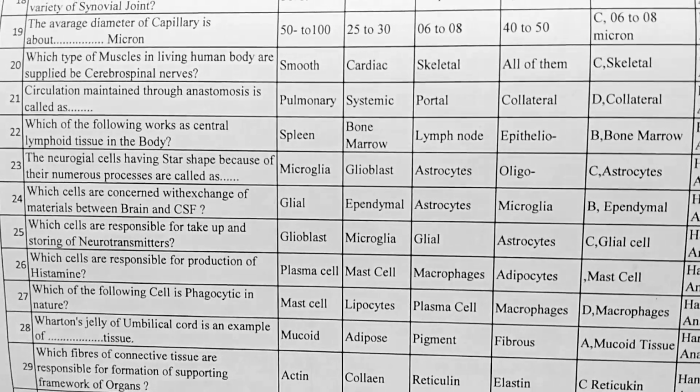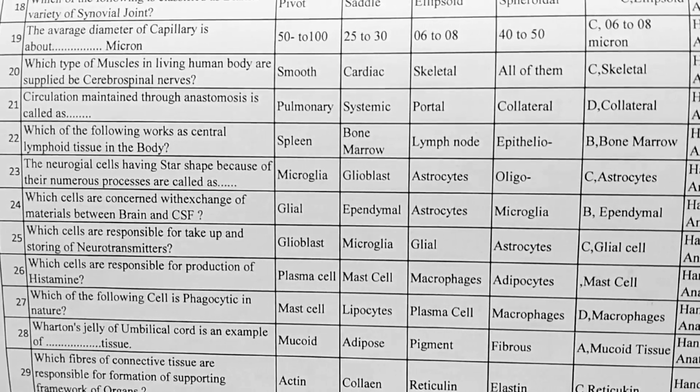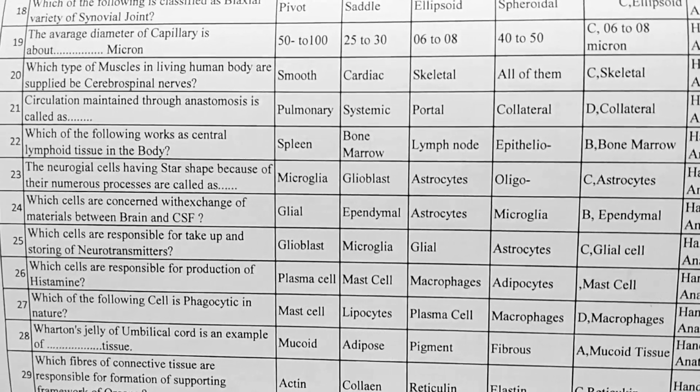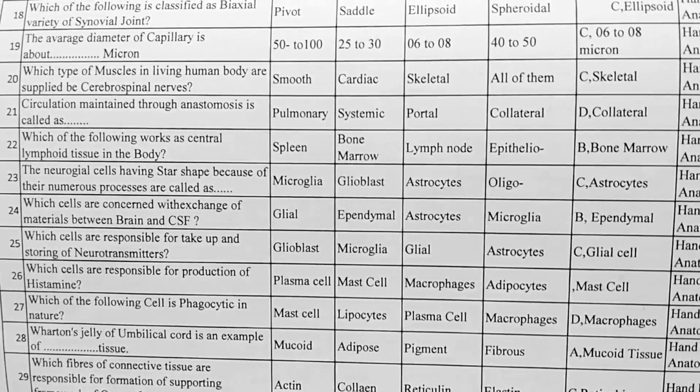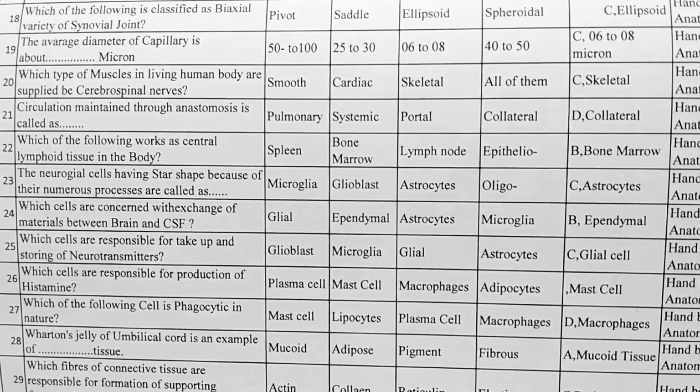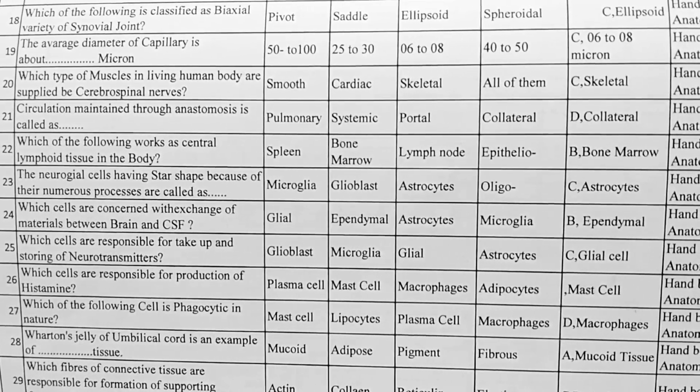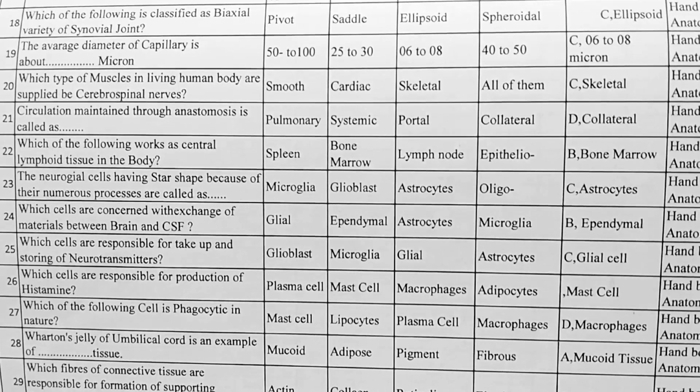Next, which cell are responsible for take-up and storing of neurotransmitter? Options: glioblast, microglia, glial, astrocyte. Option C is correct, glial cells.